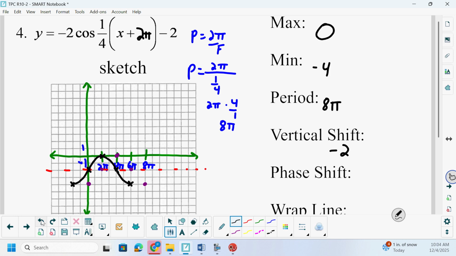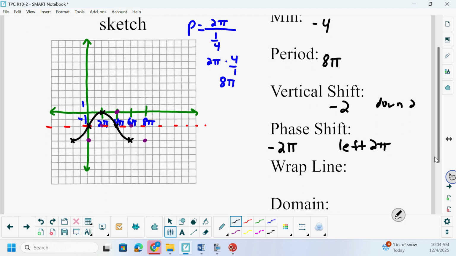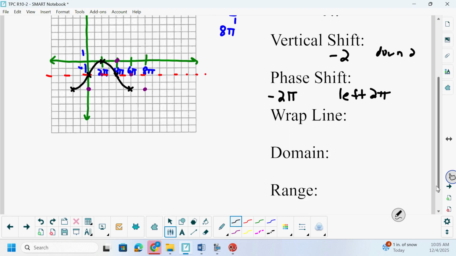The phase shift is how we shifted left or right. So you could either say -2 pi, or you could say left 2 pi, and that would be okay as well. So vertical shift, I should say, you could have said down 2, and that would have been acceptable as well. Or you could say -2. Our wrap line is just that horizontal line equation where we put the dotted line, so y equals -2.